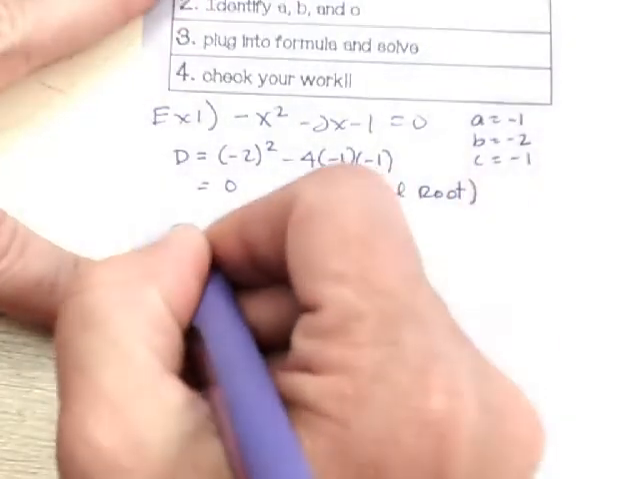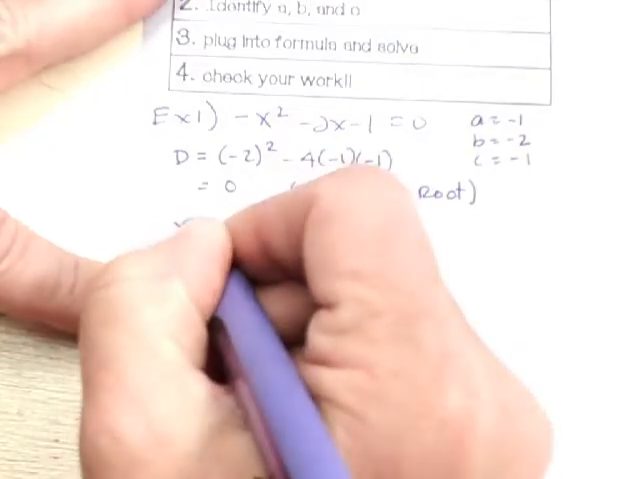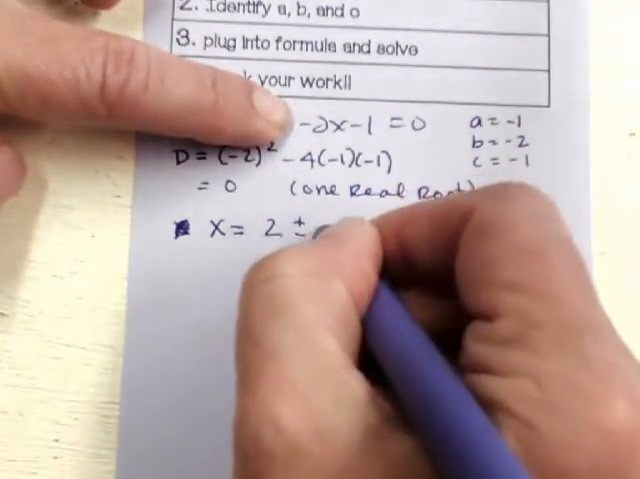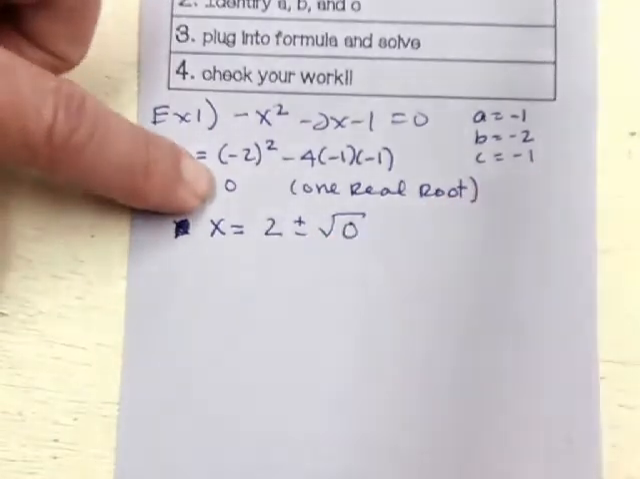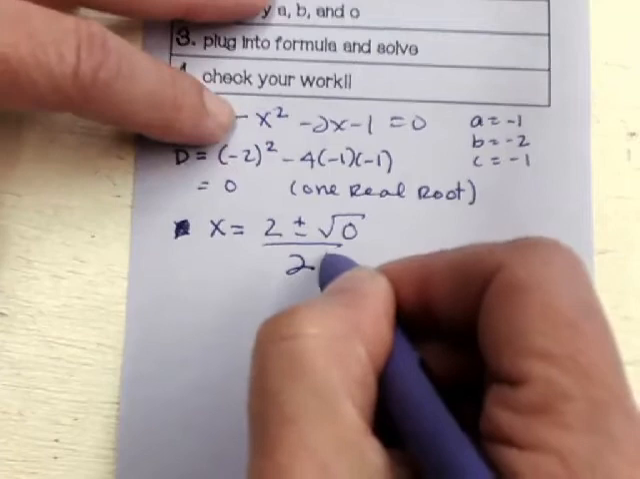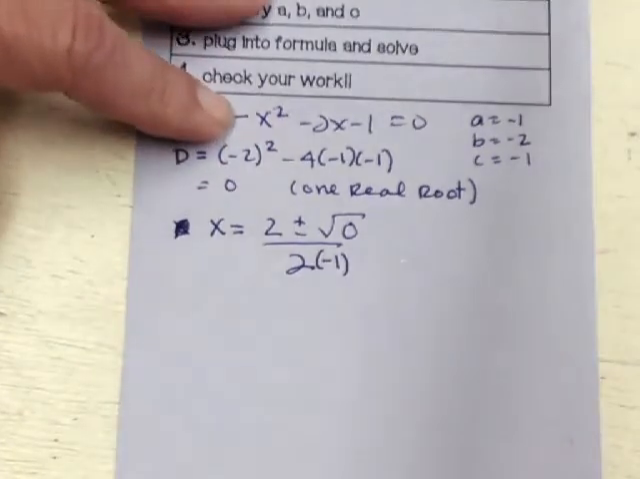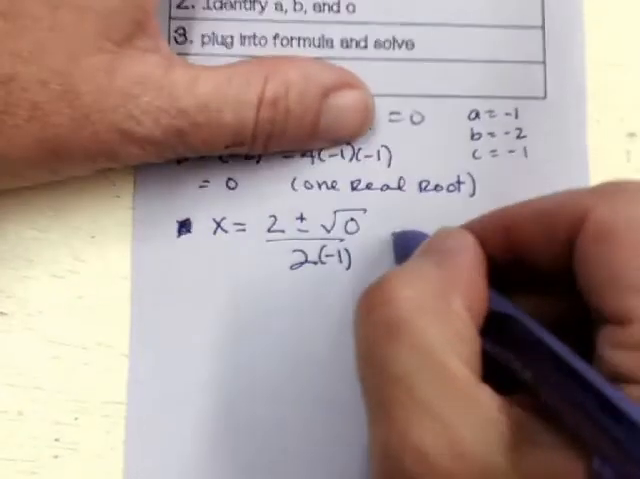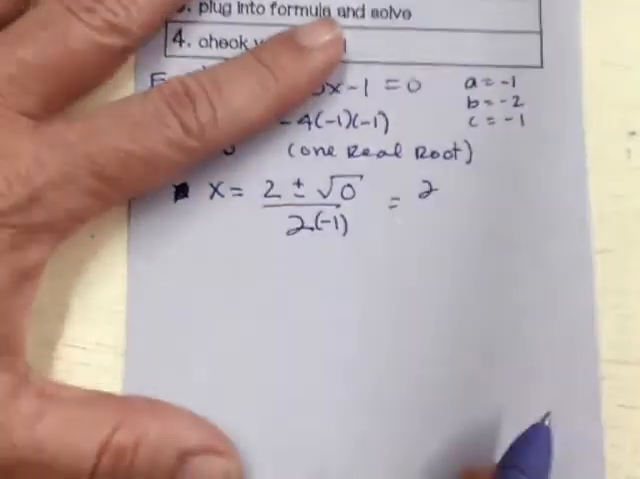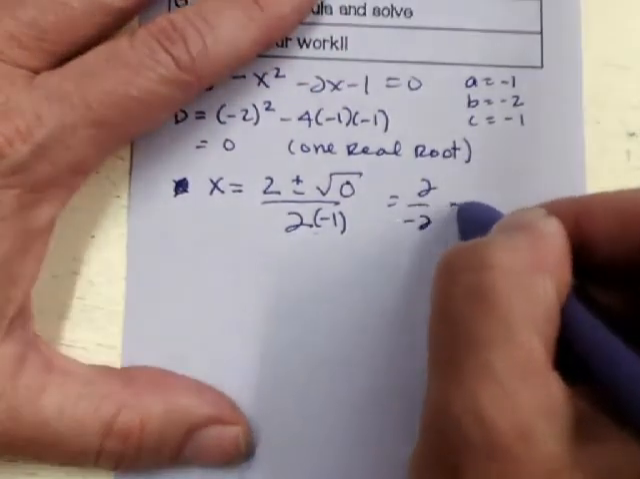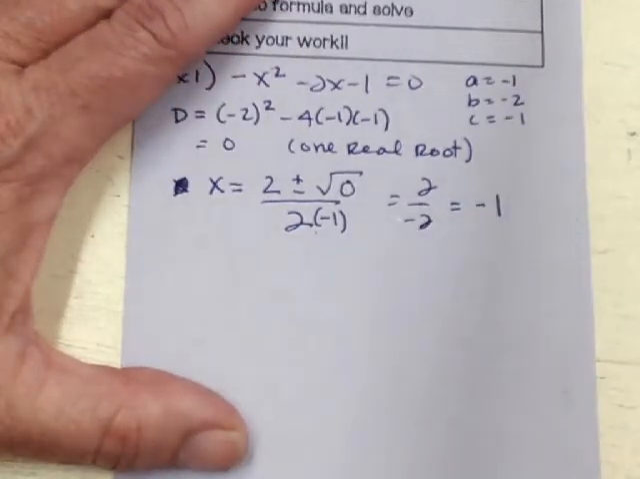So when we plug it into our quadratic formula, x is equal to the opposite of b, so a positive 2, plus or minus the square root of my discriminant, which is 0, over 2 times a, which is negative 1. So really all you have in your calculator is 2. We don't even need the calculator. The square root of 0 is 0, and 2 plus or minus 0 is still just 2. 2 times negative 1 is negative 2, and so my only solution is where x is negative 1.